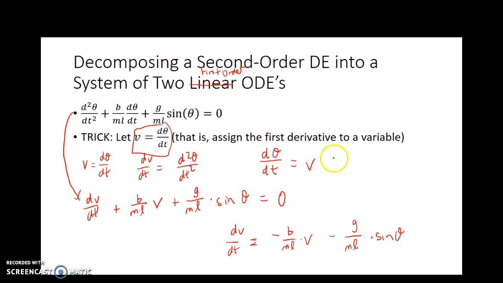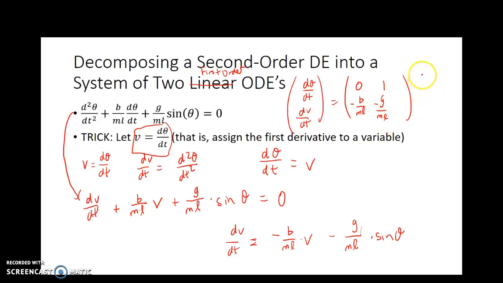And so now if you look at this system, d theta dt and dv dt, then that system can be written as, let's see, the coefficient of theta is 0, the coefficient of v is 1, the coefficient of down here, v is negative b over ml, and the coefficient of, in this case, sine of theta is g over ml. But here's the problem.